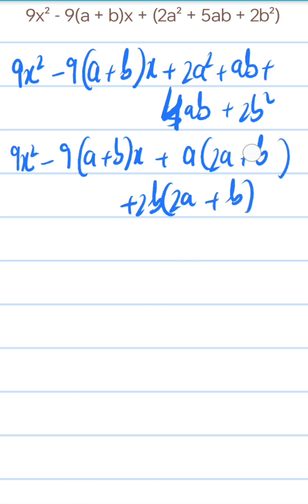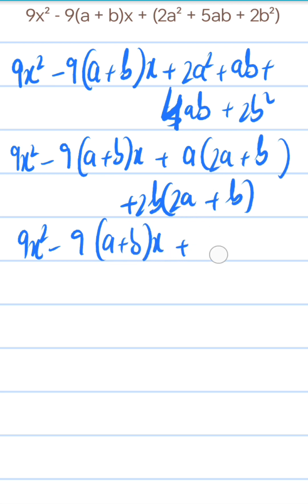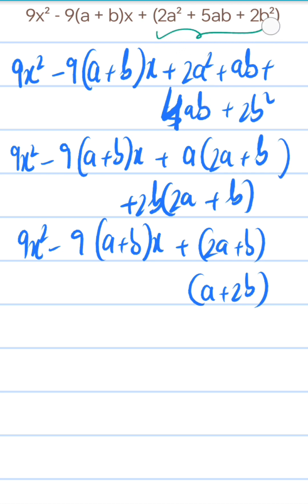Now you can see 2a + b is here, and 2a + b is here. So 2a + b can be taken as common. Let's copy 9x² − 9(a + b)x + (2a + b)(a + 2b). You have got 2a + b and a + 2b. Hope it is clear. When I started this problem, I said that if you notice, this can be factorized. And now you have seen that when you factorize this, you are getting (2a + b)(a + 2b).